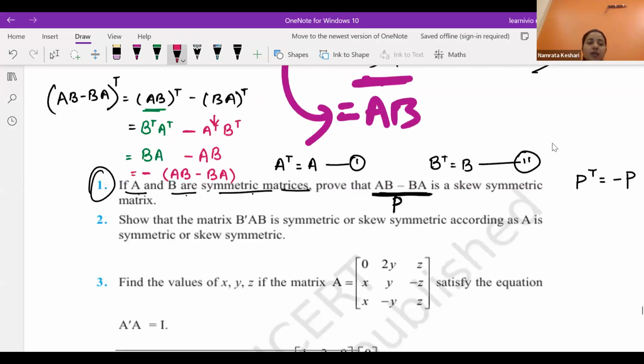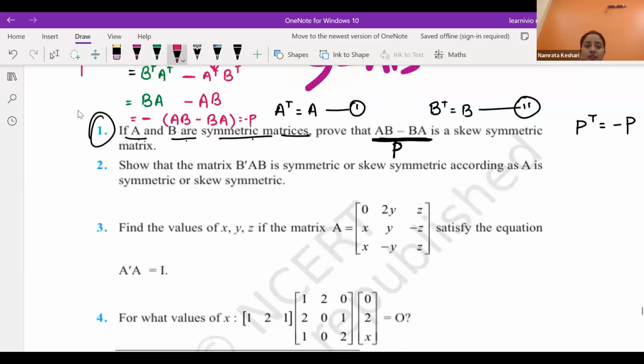Yes. Okay. So we can say clearly we started with finding AB minus BA transpose, and we ended up getting negative of AB minus BA. So if you are naming AB minus BA as P, we were finding P transpose, and we ended up getting minus P. So we can say, yeah, it is a skew symmetric matrix, right? Yes. Clear? Yeah. Let's do the next one.